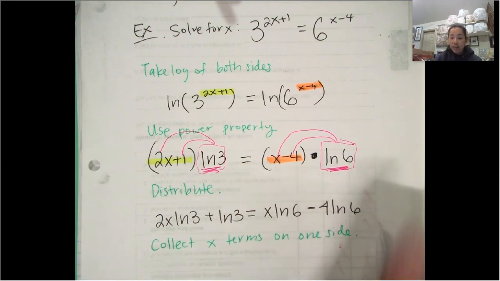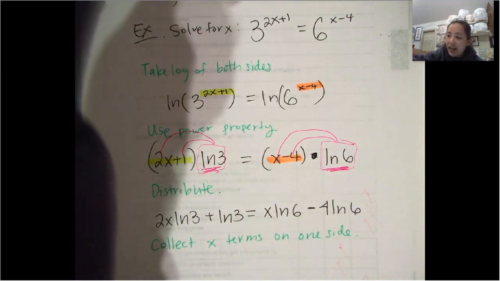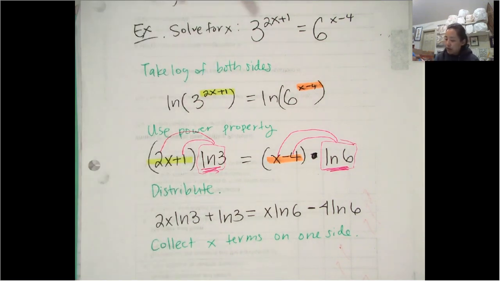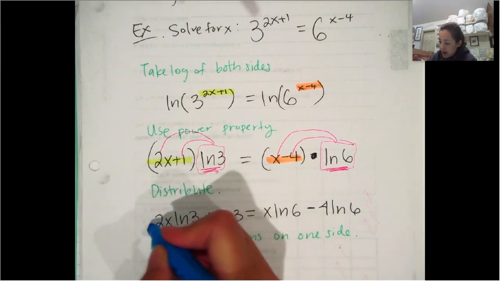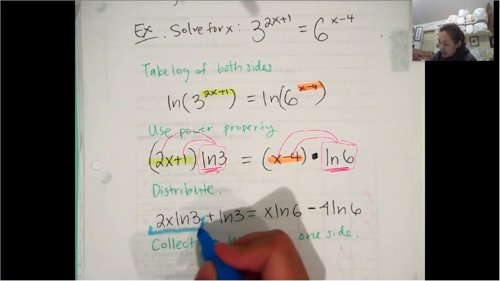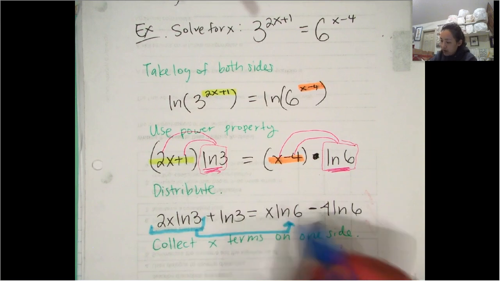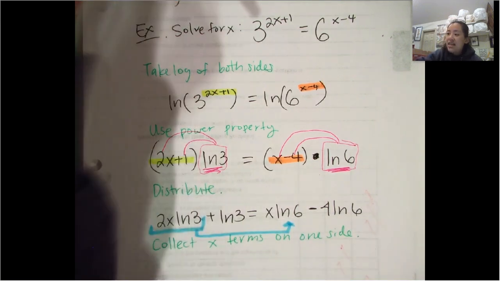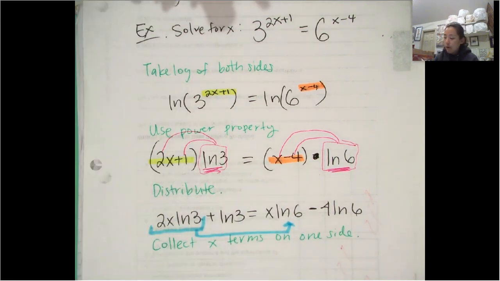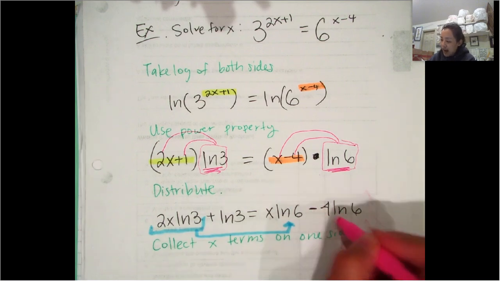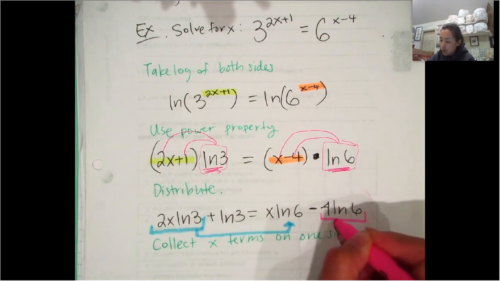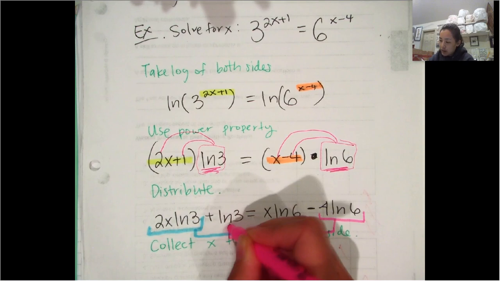And then you want to move all the non-x terms to the other side. So what I'm going to do is try to get this 2x ln of 3, so this all goes together. I want to move this to the other side of the equation. And then I want to take the 4 ln of 6 and add that to the other side of the equation as well.